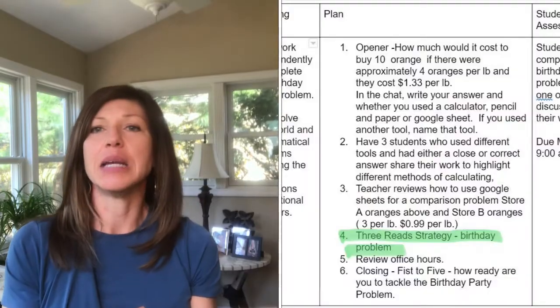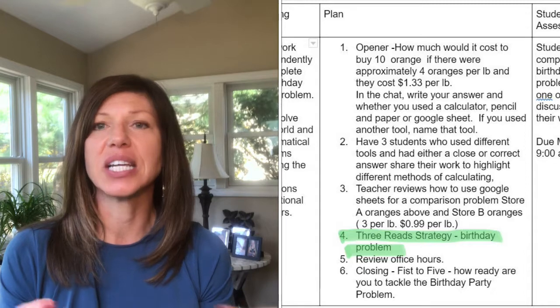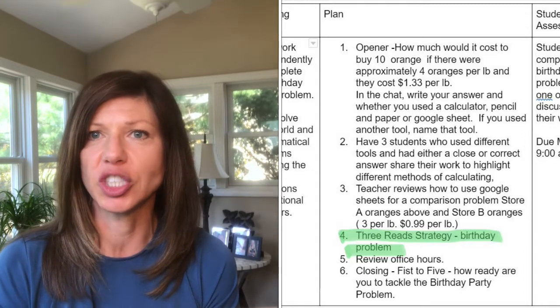The next thing in my lesson plan is that I'm going to use a 3-read strategy. So I'm going to share the birthday party problem, and I'm going to use this strategy so that all students have read the problem and understand the different pieces of it. And this 3-read strategy is really important to be able to get kids to understand what is the critical information in the problem and to help the problem be accessible to all.